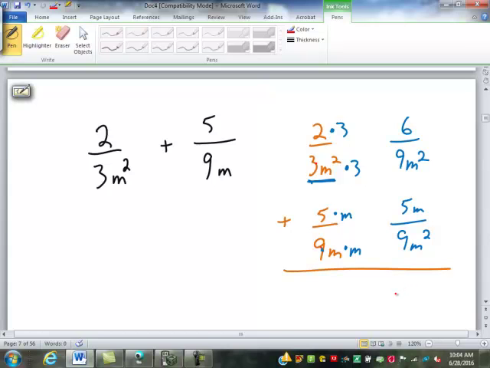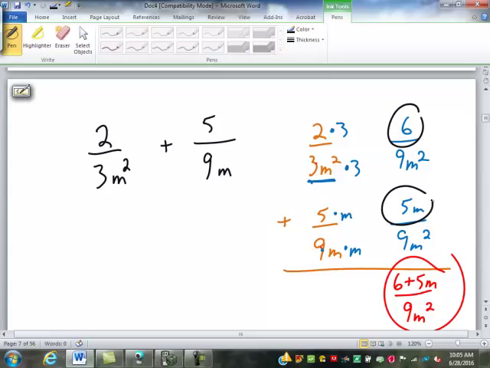So now in our answer, the denominator is 9m squared. That's going to stay the same. What's the numerator? 6 plus 5m, or 5m plus 6, either way. Since those have different names, this is 1's and this is m's, we cannot combine them any further than that.